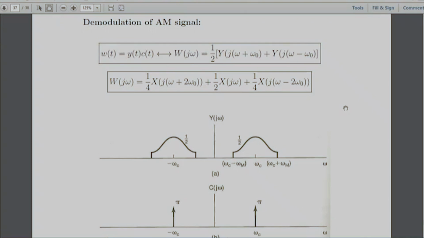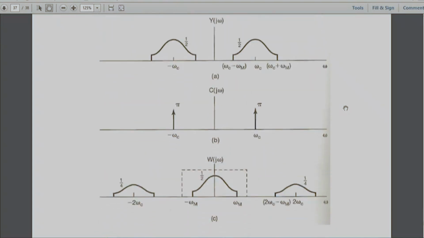When you plug in for y of j omega, just imagine visually taking this guy and shifting it to the left by omega naught. So this guy is going to get right back to the middle. This guy is going to go over to negative 2 omega sub c. Shift it to the right by omega sub c, or omega naught, and this is going to go over here to be centered at 2 omega sub c. And this piece is going to end up centered at 0. So when you do that convolution, which is shown here graphically, you really have 4 copies created, but 2 of them land right on top of each other.